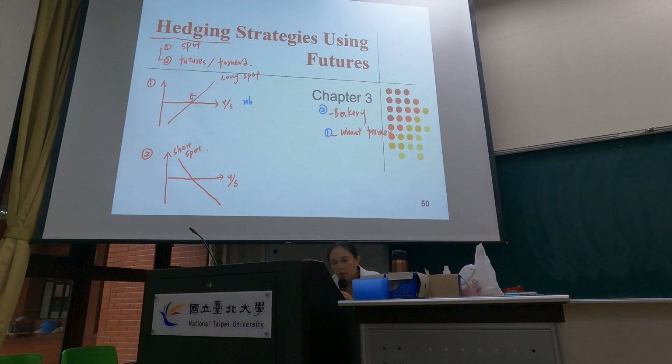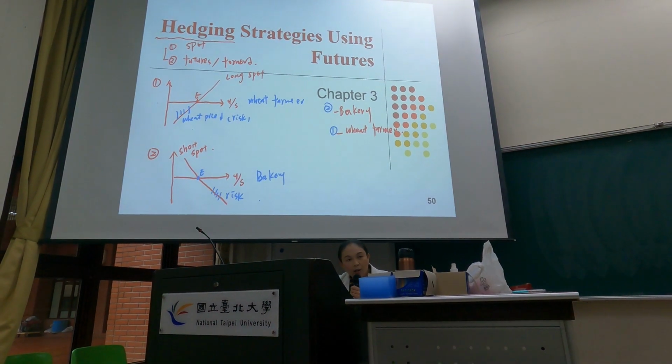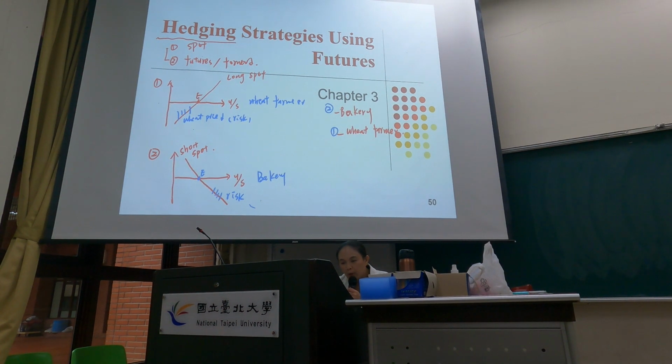If you are the wheat farmer, when the price of the wheat goes up, you earn money, right? And your risk is here, when the wheat price goes down. That's your risk. Agree? You guys follow me? Now, number two is the bakery owner. So the bakery's risk is when the price goes up. You guys follow me so far? Now, you identify your risk in the spot position.